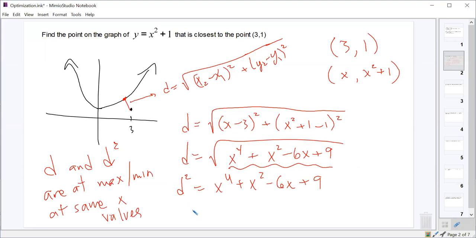So let's do that. What is d squared prime? That's right, it's 4x cubed plus 2x minus 6. Very good. Everybody okay with that?